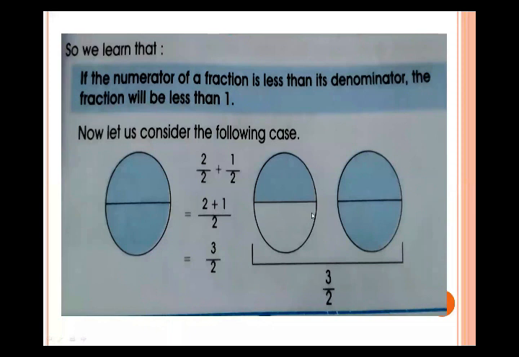Now look at here again. Total parts are shaded. Total parts are 2. That's why the fraction becomes 2 upon 2. And here only one part is shaded. It means 1 upon 2.